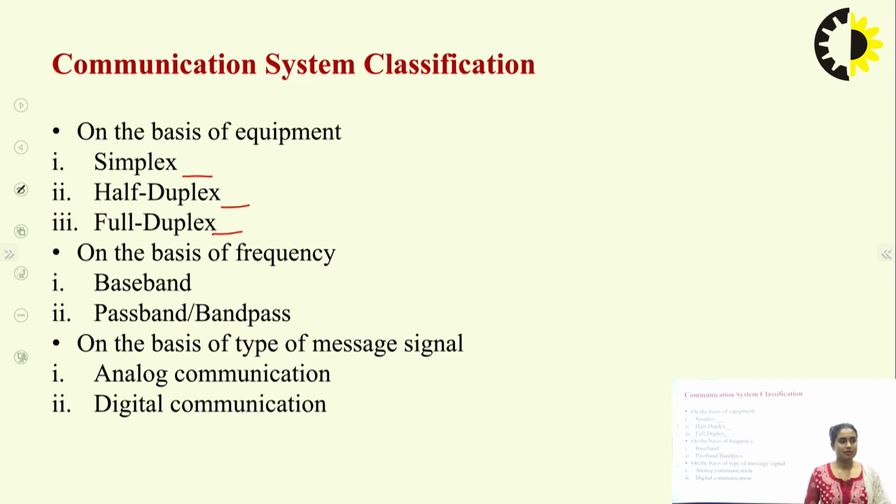Now, if I want to classify my communication system on the basis of frequencies, like we have gone through AM spectrum. So if I want to classify it on the basis of the frequency that I am using for my communication, then it can be classified as baseband and passband. What is baseband? Communicating at low frequency. Baseband communication is low frequency communication.